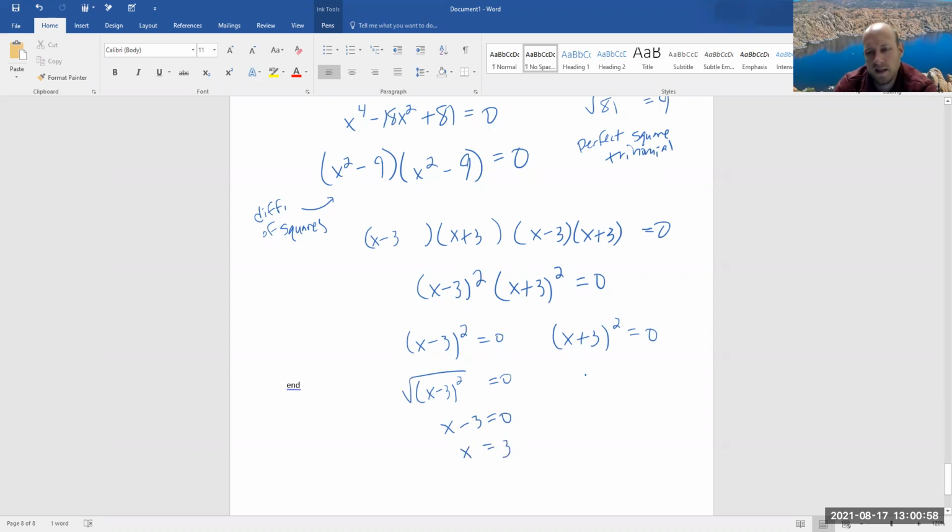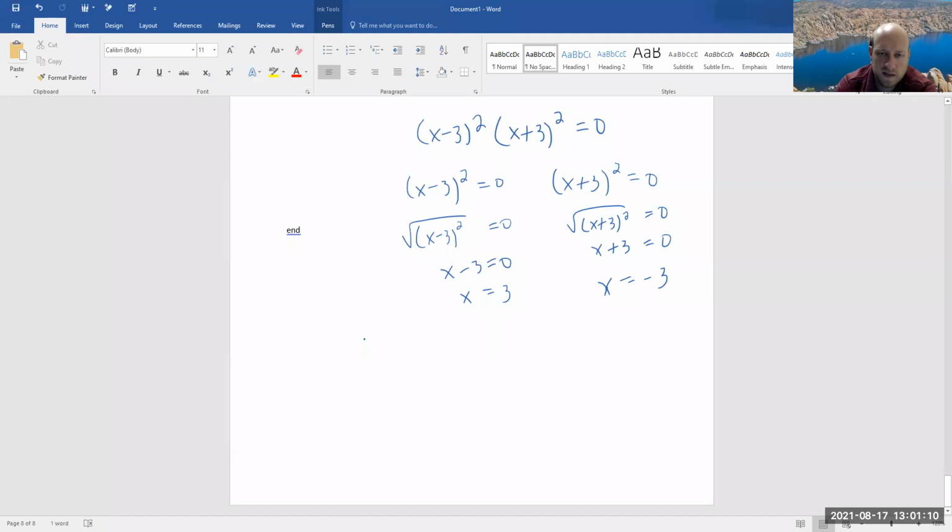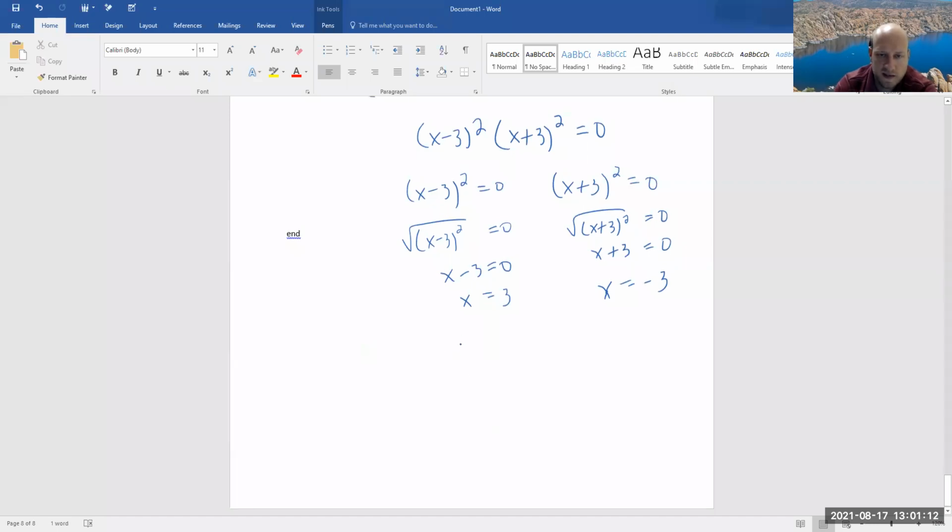And then this one, I would also take the square root, and maybe you could have seen this a couple steps ago on how this would have ended up. But this one is going to be x equals negative 3. So our answers here then are x equals negative 3 or 3. And that's it.